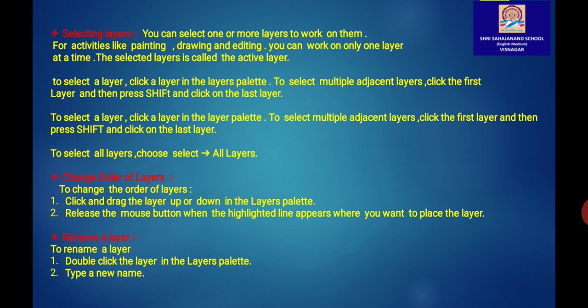Then change order of the layers. To change the order of the layers, click and drag the layer up or down in the layers palette. Release the mouse button when the highlighted line appears where you want to place the layer. And finally, rename a layer. To rename a layer, double click the layer in the layers palette and type the new name. In this way we can change the layer name.